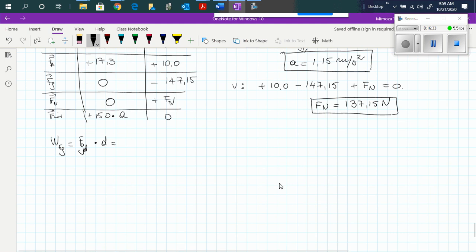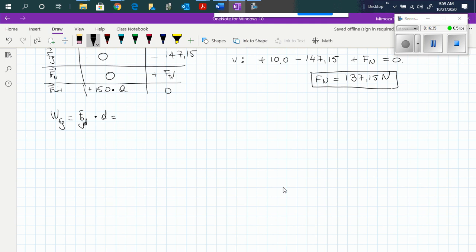Yeah, displacement is still 10. Then we'll go 0 times 10 because we are in the same kind of situation, 0 joules. The work done by force normal will be the component of force normal along the displacement times the displacement. 0 times 10 is equal to 0 joules.